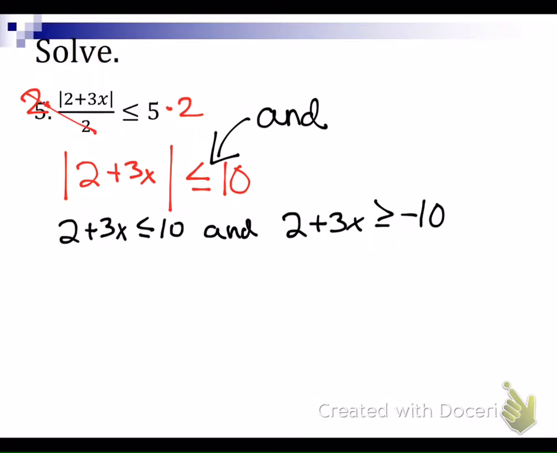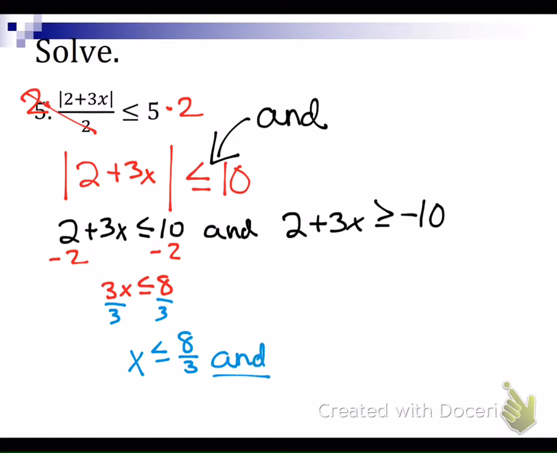All right, power through these. Yeah, minus 2 minus 2. 3x less than or equal to 8. Divide by 3, x is less than or equal to 8/3. And minus 2 minus 2. 3x greater than or equal to negative 12. Divide, divide. X greater than or equal to negative 4. Boom. Let's graph these.